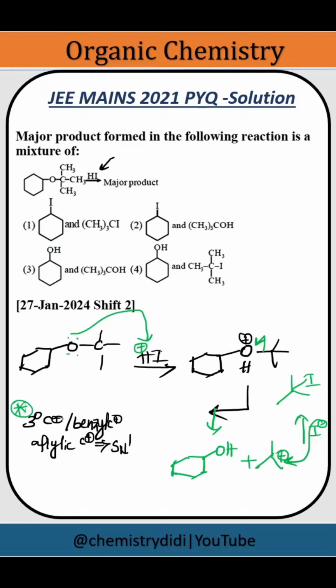Whenever there is a possibility of tertiary carbocation, here if you break this bond, there is a possibility of forming tertiary carbocation. Okay, so that's why we have done it through SN1. If there is no possibility of forming any of these, then we'll go for SN2, which means I negative will attack on the less hindered carbon. That's it. So, what is the option over here? Option 4 is the correct one.